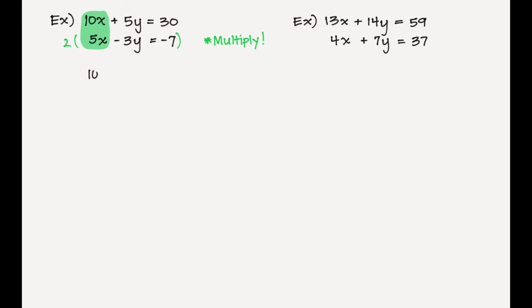When I do that, I have 10x plus 5y equals 30. That still doesn't change. The bottom row is now 10x minus 6y is equal to negative 14.